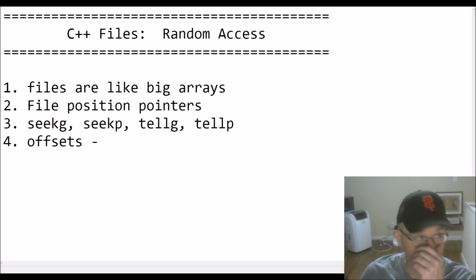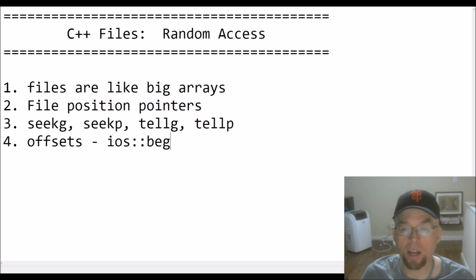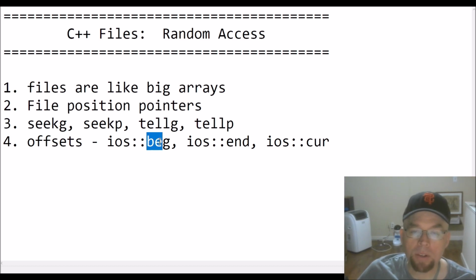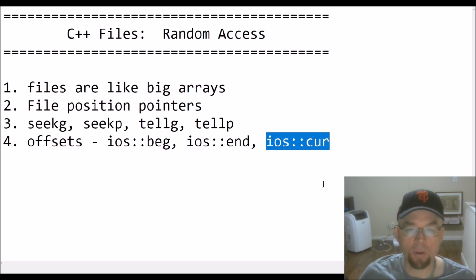Offsets are just a position within something. There are three offsets that we use when working with files: ios_beg, ios_end, and ios_cur. ios_beg is the offset for the beginning of the file, beg for beginning. ios_end is the offset for the end of the file, and ios_cur is the offset for wherever the file position pointer currently is.